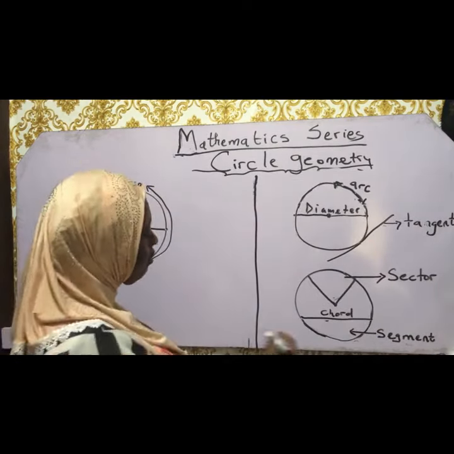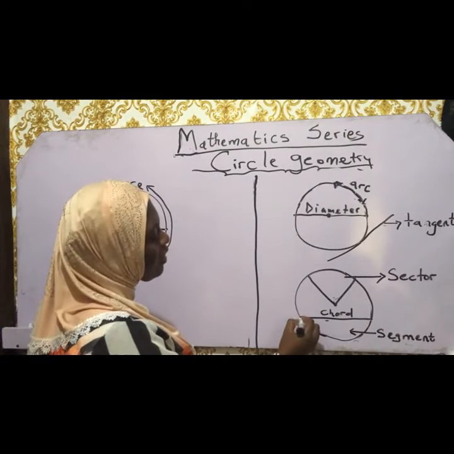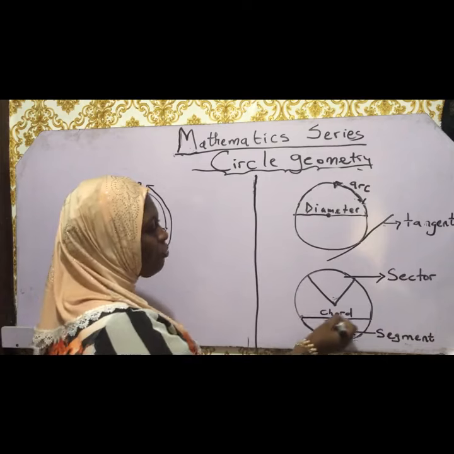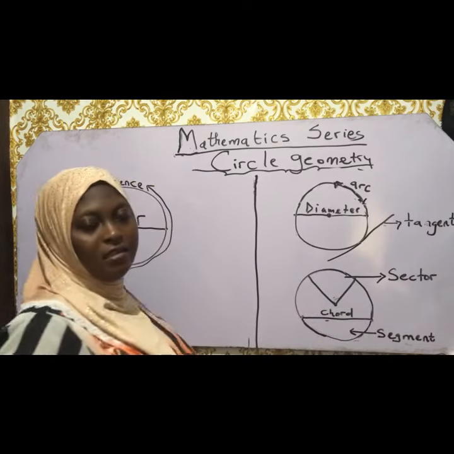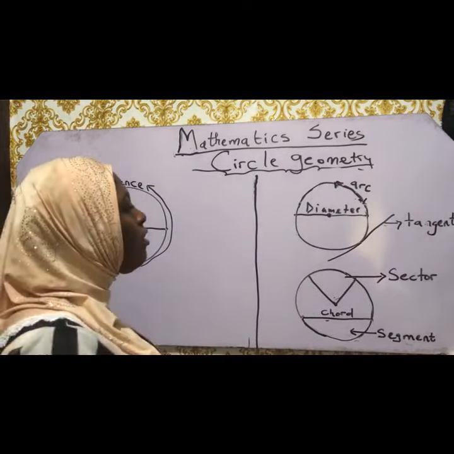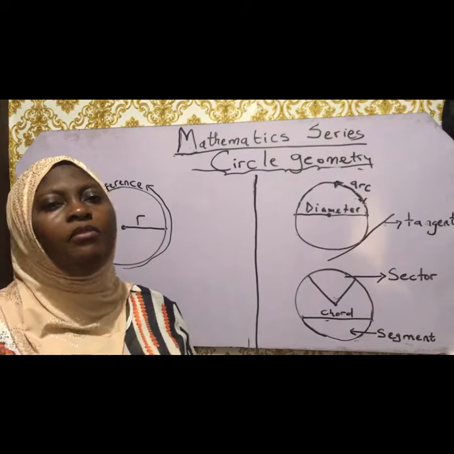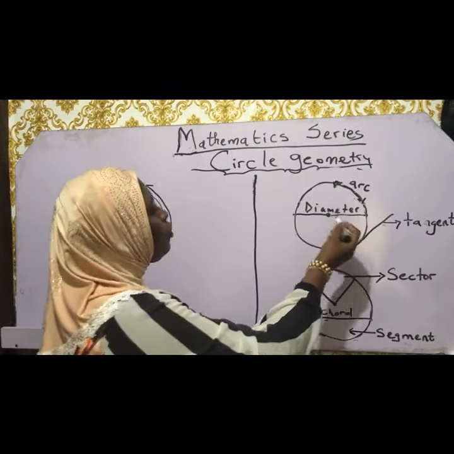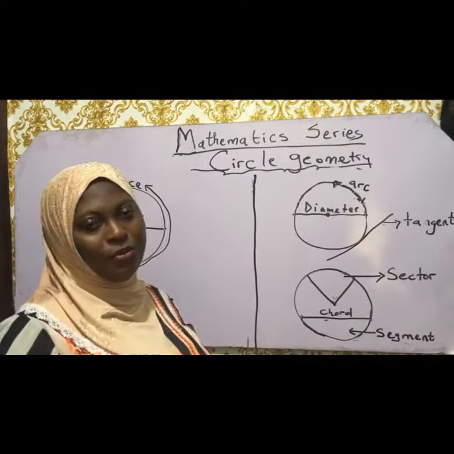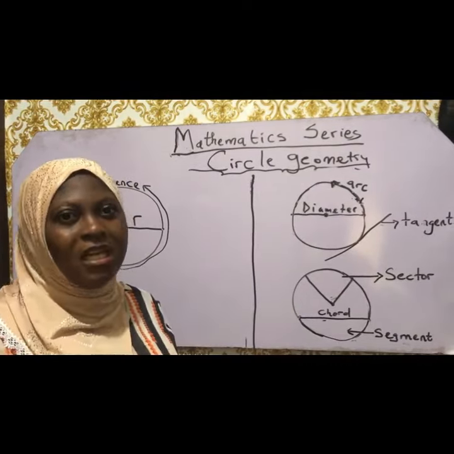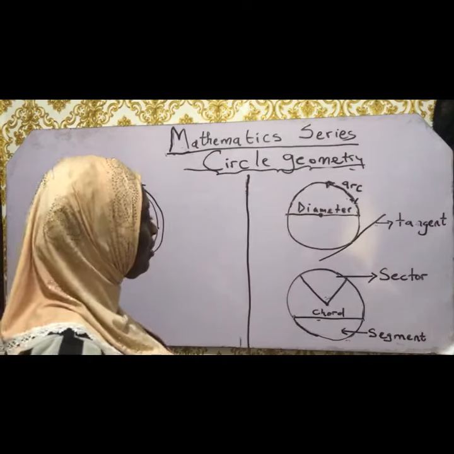Then here we have a chord. A chord is a straight line from one point in the circle to another point in the circle. Now the difference between a chord and a diameter is that a diameter is a type of chord that passes through the center of the circle.